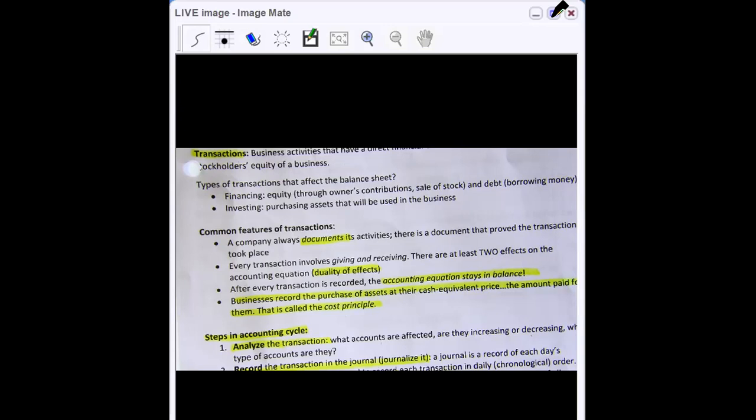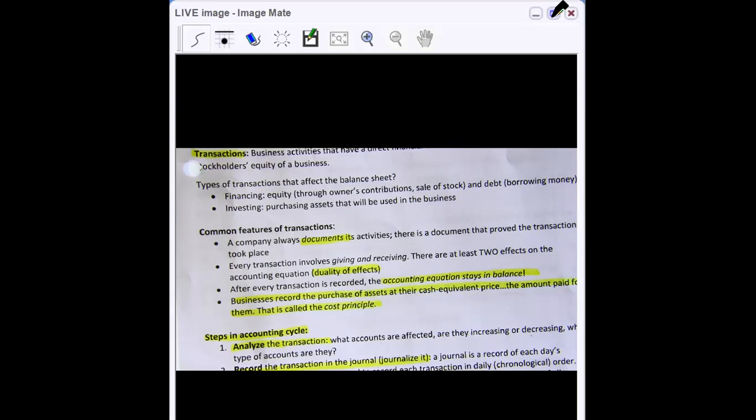First of all, we talked about what a transaction is. A transaction is a business activity that has a financial effect on the assets, liabilities, or stockholders' equity of a business. Not all business activities are transactions. And you're going to see in a few homework problems that they throw in some business activities that are not transactions just to see if they can catch you in recording them.